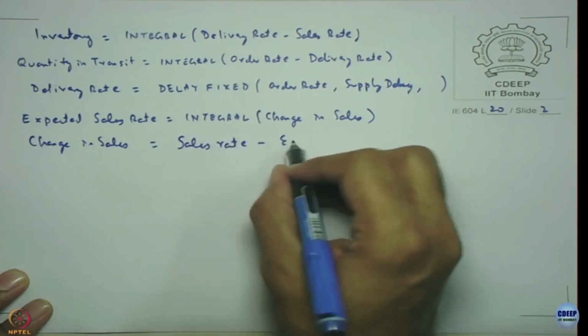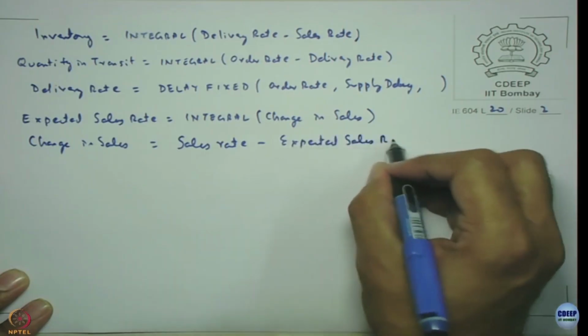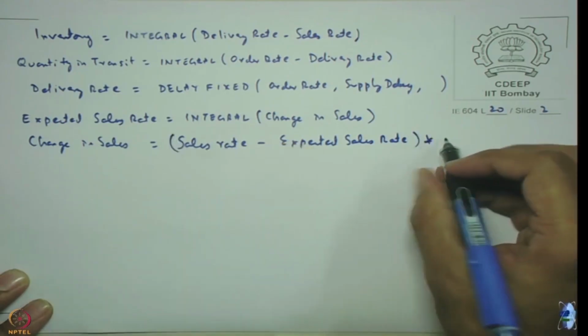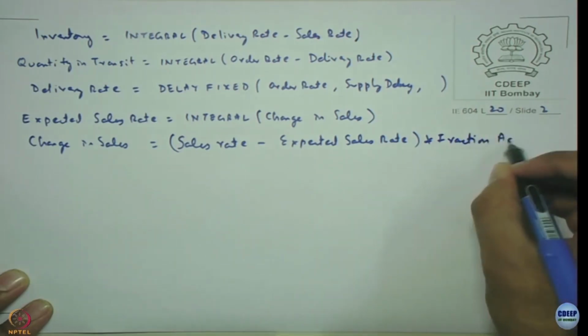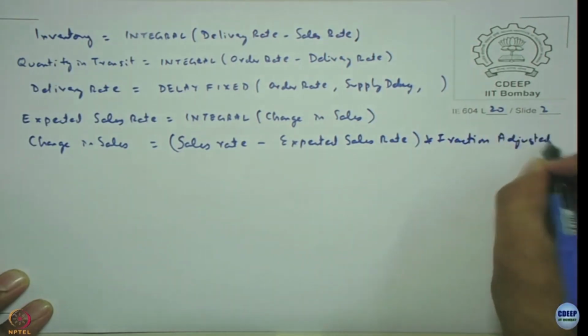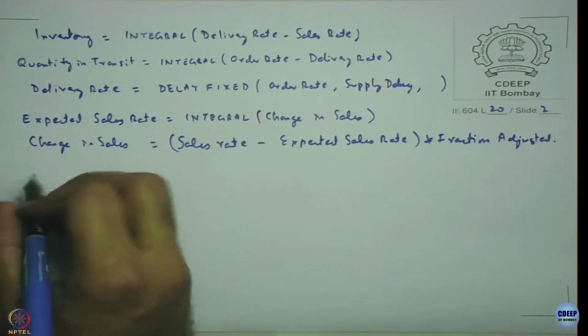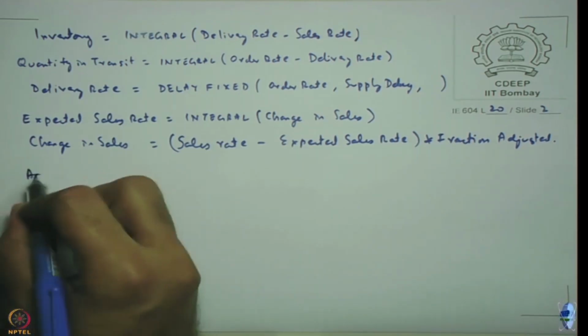minus expected sales rate multiplied by fraction adjusted. This is from the model that we just saw. So, all these are exactly the same as the previous model. Okay. Now, let us look at adjustment in inventory.